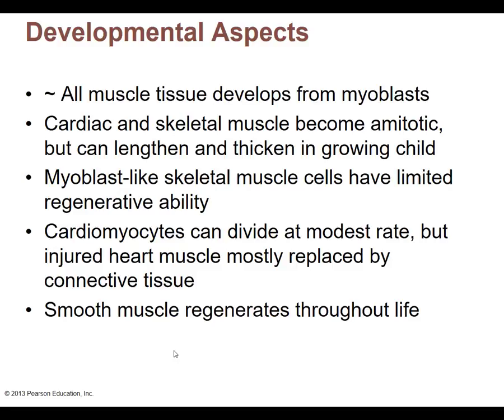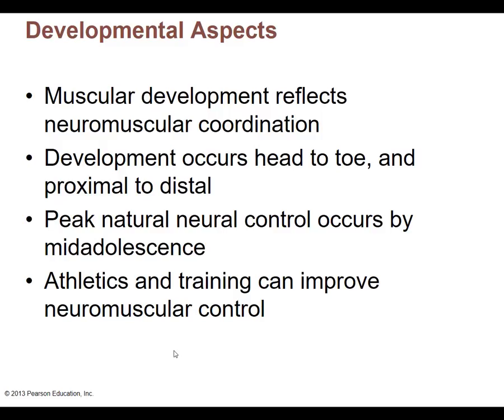Some other developmental aspects are about our development. Our muscular development reflects our neuromuscular coordination. So how our muscles develop depends on our nervous system. All muscle development occurs head to toe, so top to bottom, and from proximal to distal. So we can control muscles close to the body versus the extremities.